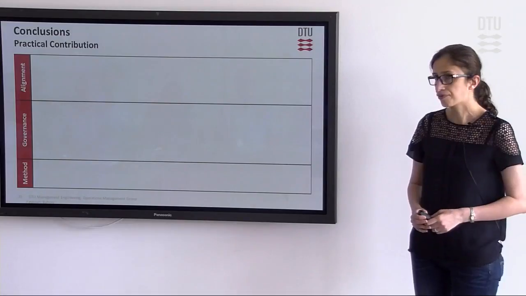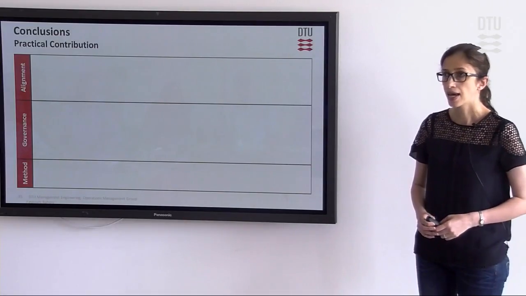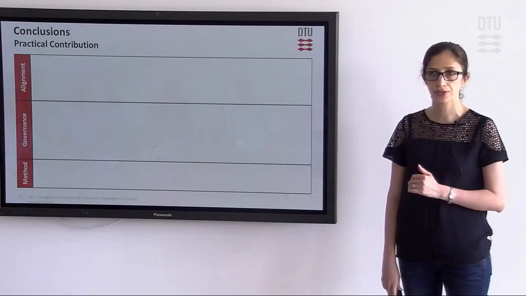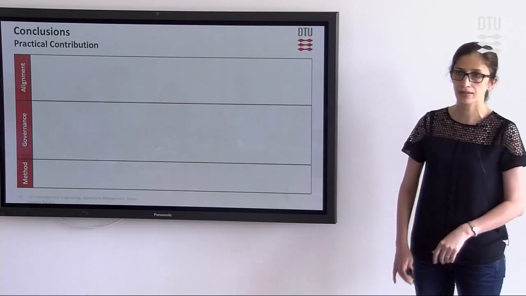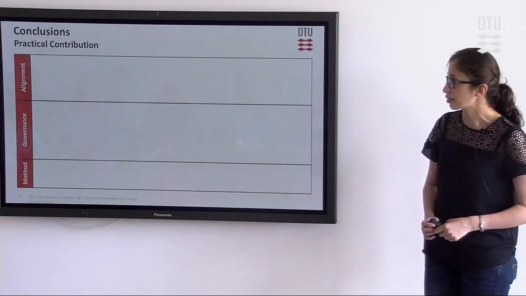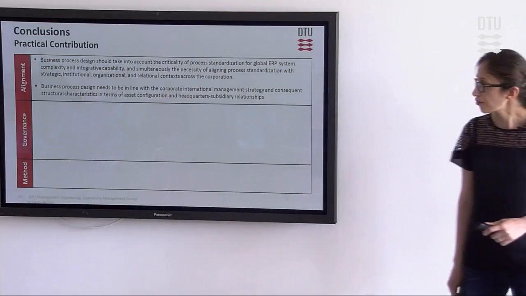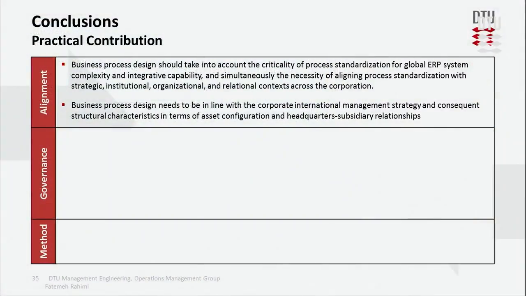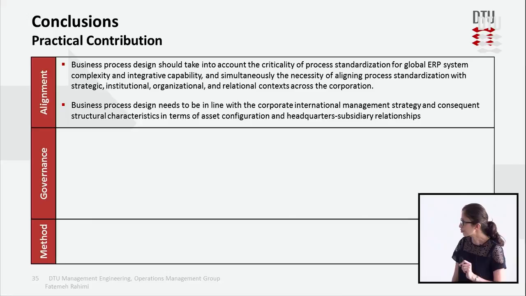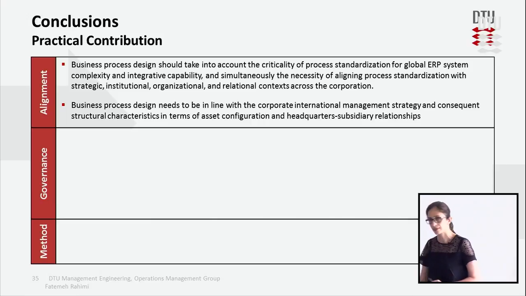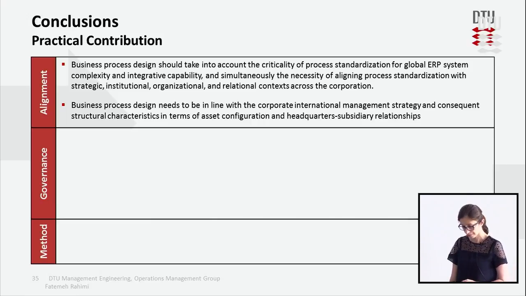The study presents a framework of BPM capabilities in the form of normative propositions that support and improve the practice of business process design when implementing global ERP systems. When it comes to alignment, this framework suggests the need for aligning business process design with corporate strategic, institutional, relational, and also organizational context. It especially provides guidelines for aligning business process design with corporate international management strategy.